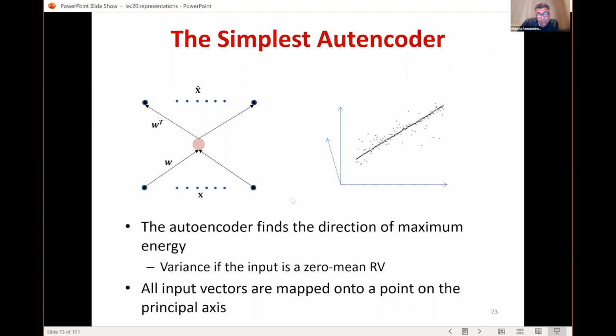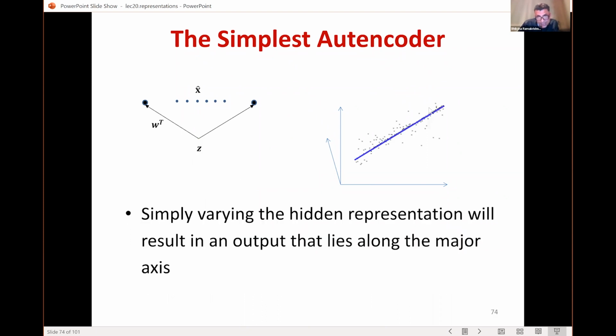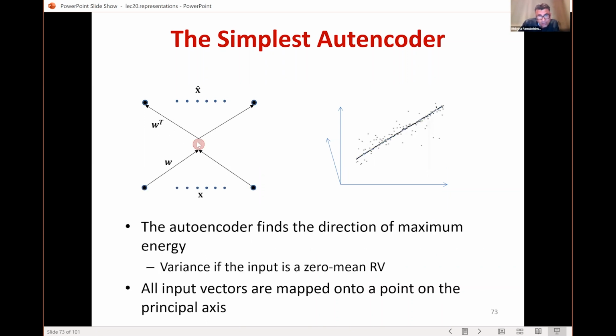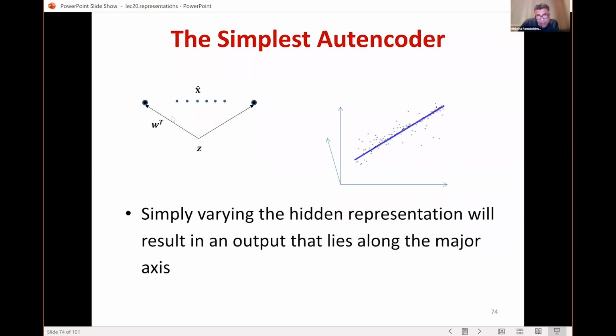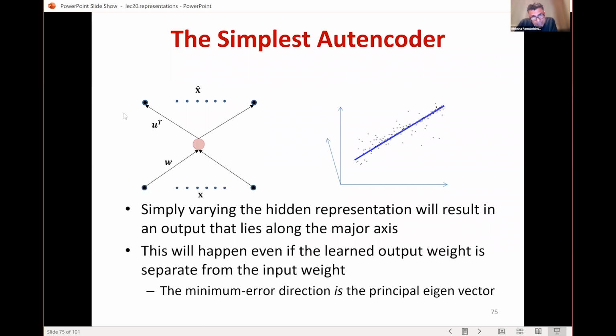So this autoencoder finds the direction of maximum energy, or maximum variance if the input is zero mean. And all input vectors are going to be mapped onto some point on this principal axis. Because the output is always some scaling of W transpose, regardless of the output of this orange ball, the final output of the network is going to be something on this line. It's simply going to be an output that lies along the major axis of the data.